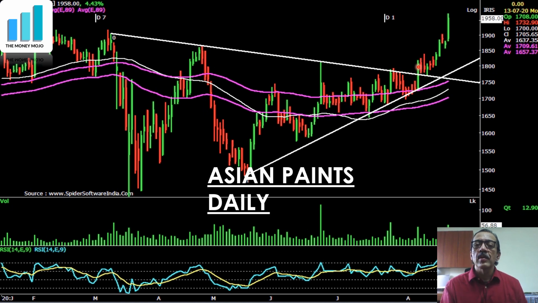And here it broke out. Consistently it went up, it broke out. It was a big day here, and after that it not only consolidated, it again came down and took support at this falling trend line. And this is the kind of thing you want to look for in a breakout trade. So this is an example of a breakout trade.